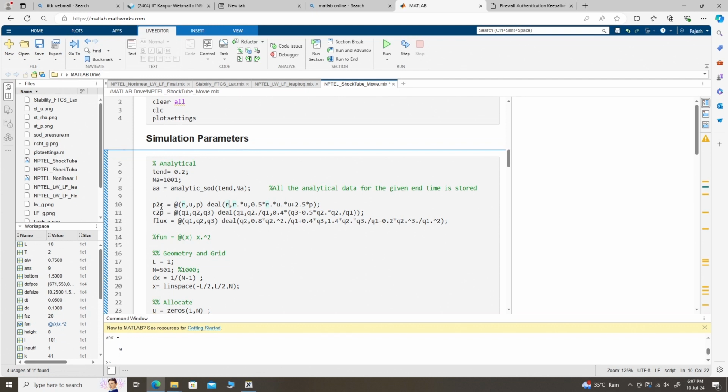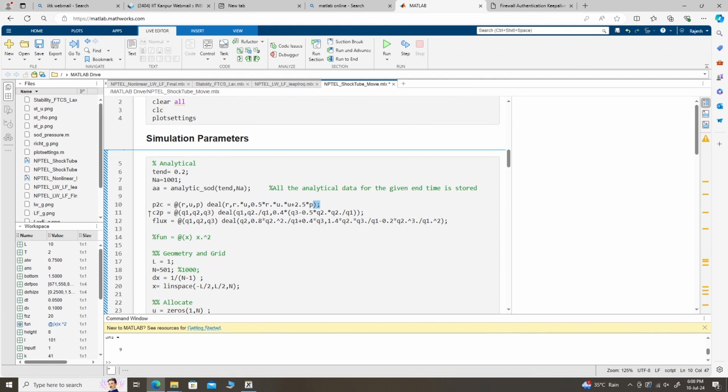For example, this is P to C, primitive to conserved. I am giving rho, u and P, and I am getting rho, rho u and half rho u square plus P by gamma minus 1, right. So, this is what it is doing here. This is my primitive to conserved.